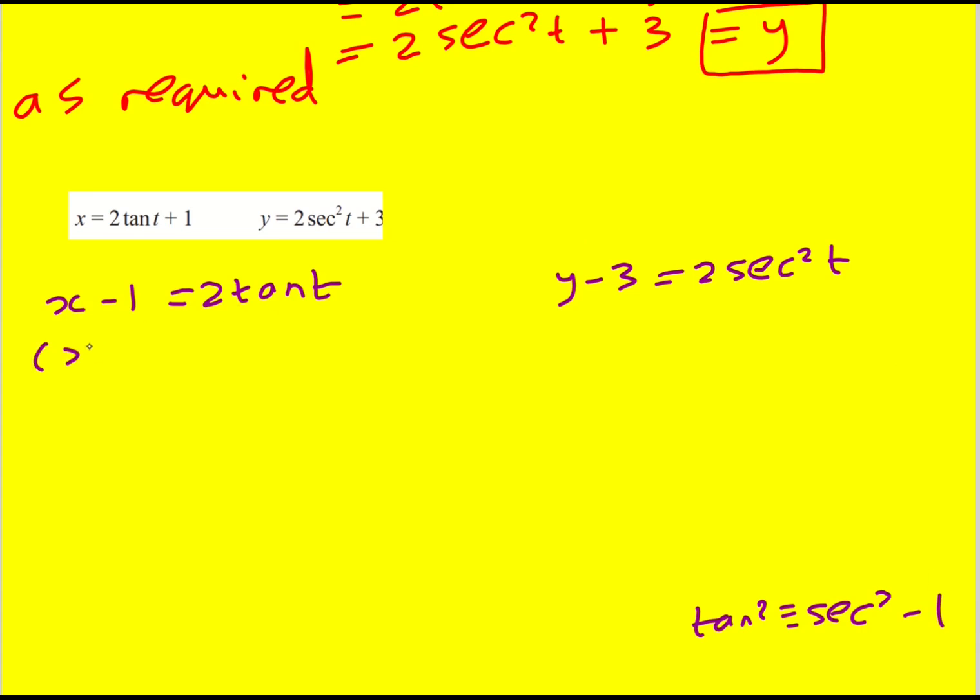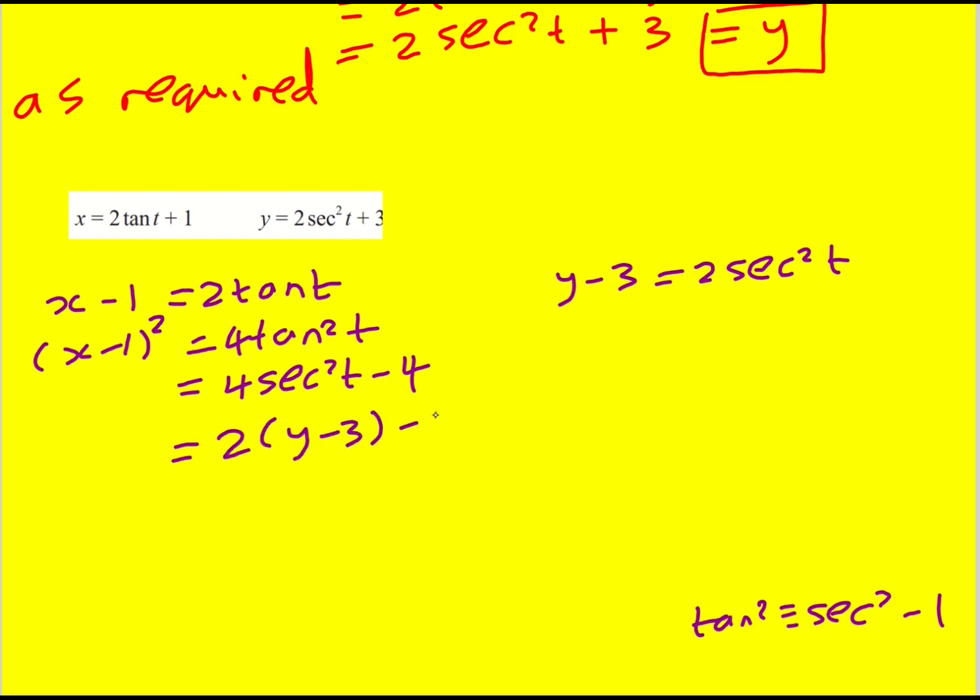So I could do x minus 1. I guess I could put it over 2, but I think I'll leave it like this for the moment. x minus 1 squared is 4 tan squared t. So then I could make that sec squared minus 1, so it would be 4 sec squared t minus 4. And that will become 2 times y minus 3 minus 4, because it's 2 times 2 sec squared t, and I managed to link them together.